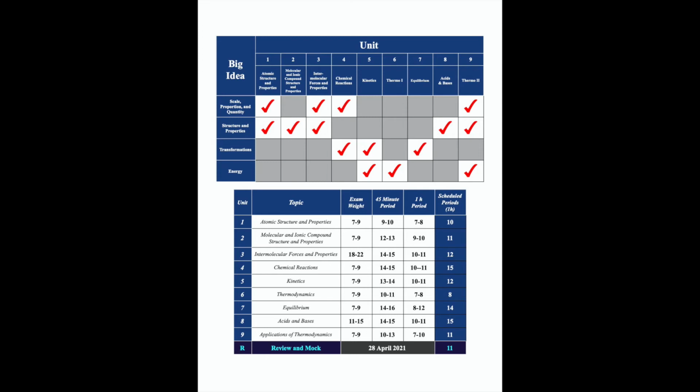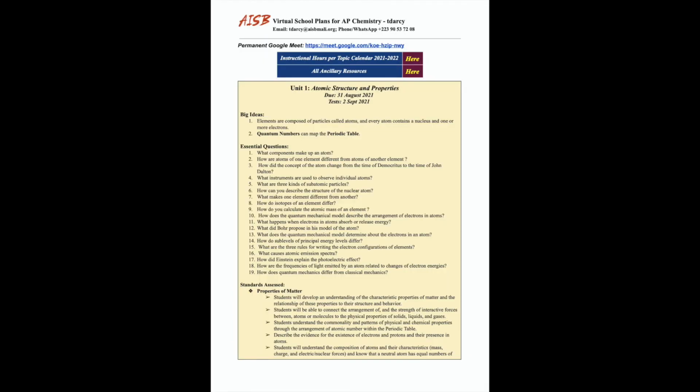And the next thing we're going to look at is the Google Classroom document for the first unit. This is the Google Classroom Unit 1 document for atomic structure and properties. It should be very familiar to you. This is page 1, same as the last 2 years. Big ideas, essential questions, standards assessed, etc.